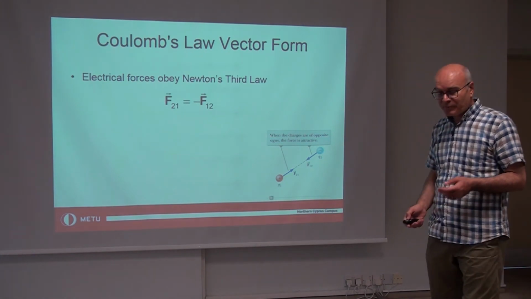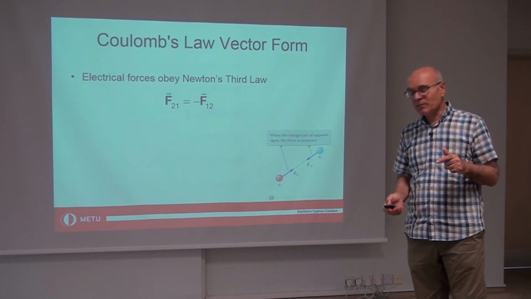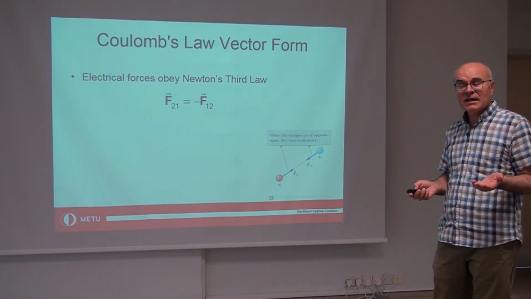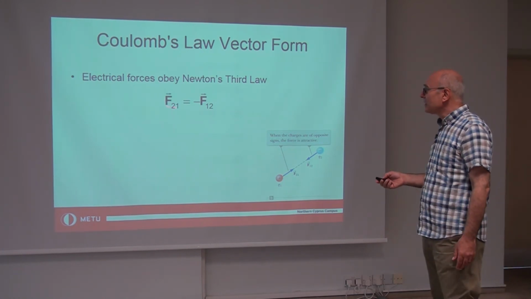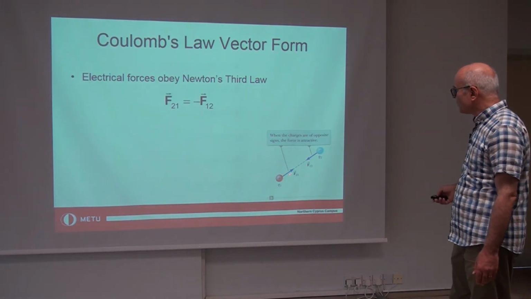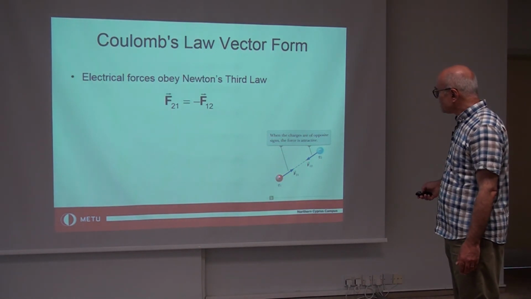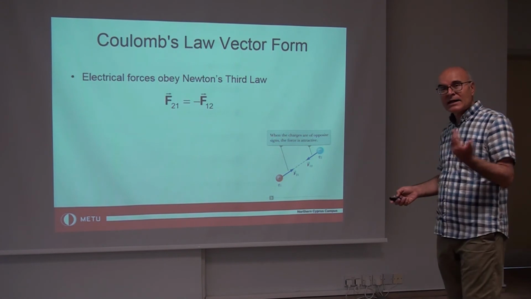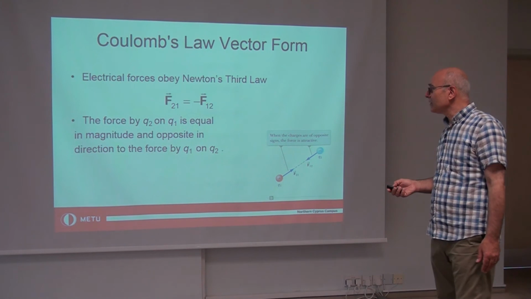Now, another important thing about Coulomb's law that we need to keep in mind is that Coulomb's force is a force. So this means that, like any other force, it obeys Newton's third law. And this tells you that F12 is equal to minus F21. What does it mean? That is, the force by 1 on 2 is equal and opposite to the force by 2 on 1. Okay? So these are an action-reaction pair. And this is something that we keep in mind.